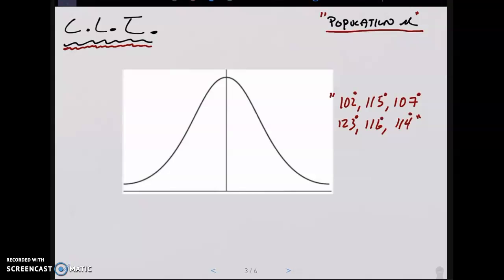So I took the sample. What I'm going to do is find the mean, x bar. So this is my sample mean, 112.8 degrees. And my sample standard deviation is going to be, stat, calc, one variable stats, 7.4.